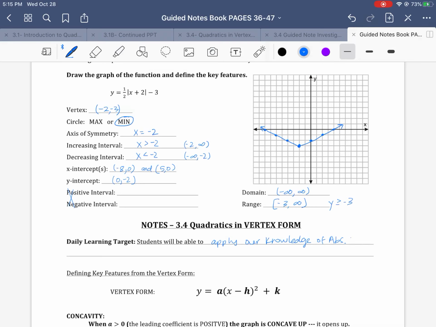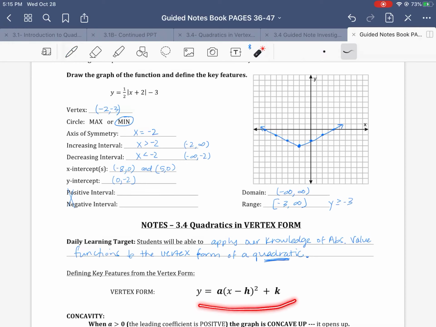So apply our knowledge of absolute value functions to the vertex form, I'm sorry, you can't read this, of a quadratic. So remember, quadratic means it has a degree of 2. We talked about that last time.